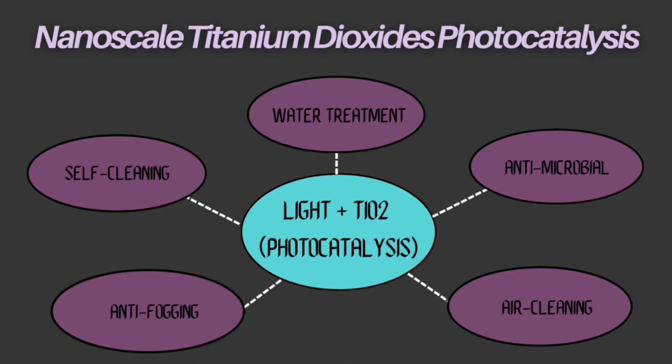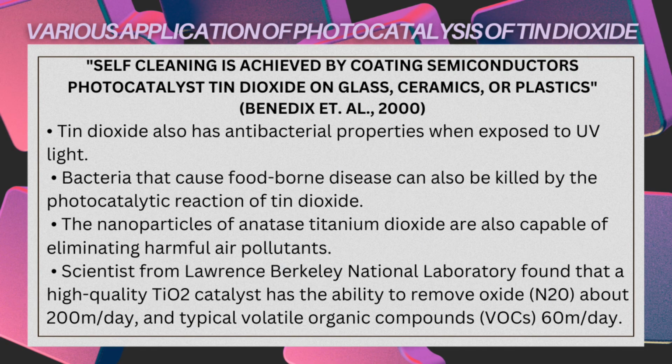This is a graph example of nanoscale titanium dioxide's photocatalysis. This nanoscale titanium dioxide photocatalysis means using really tiny particles of titanium dioxide to speed up chemical reactions using light. It's like a tiny helper that uses sunlight to break down dirt or pollutants, making things cleaner. And these are the various applications of photocatalysis of titanium dioxide.